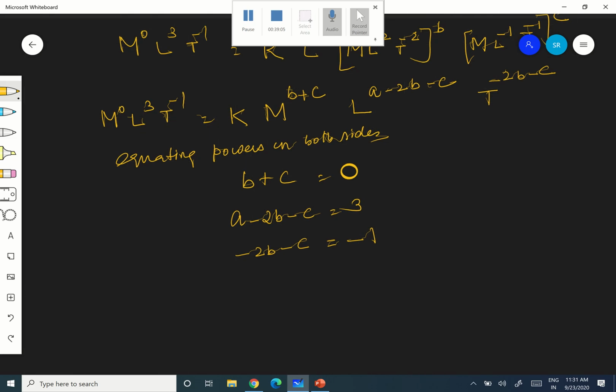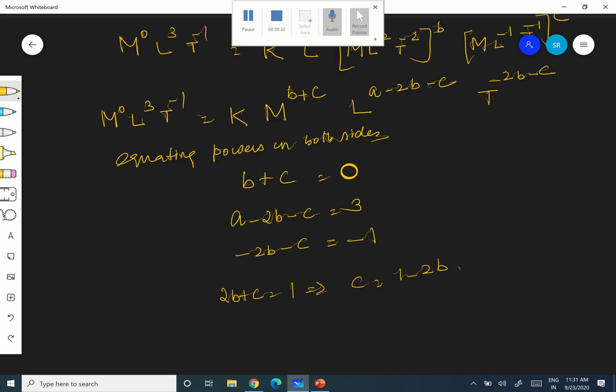From that, you can derive the equations anyhow. So 2b plus c is equal to 1. Therefore c is equal to 1 minus 2b. Substituting in 1.